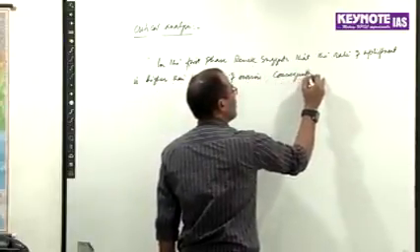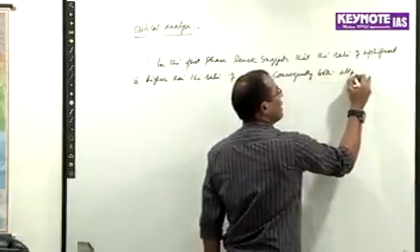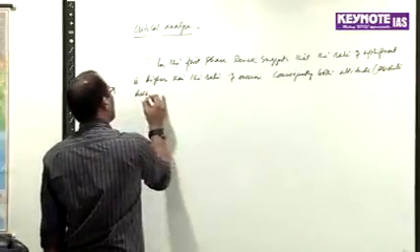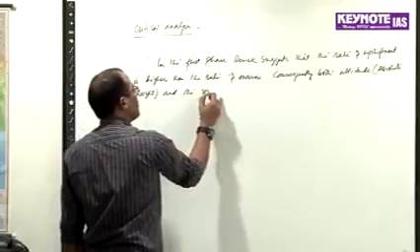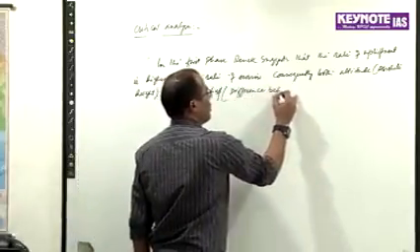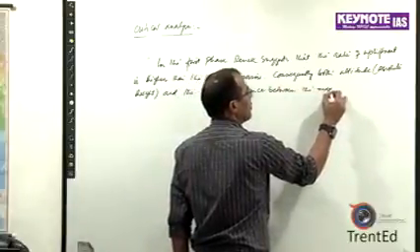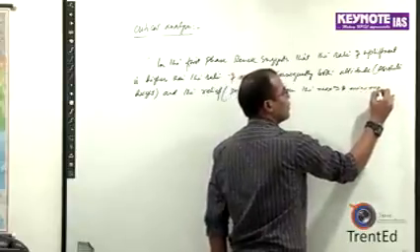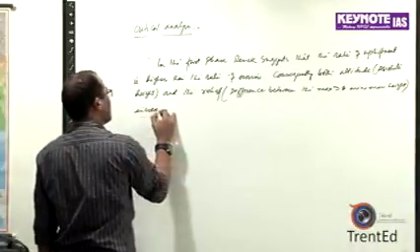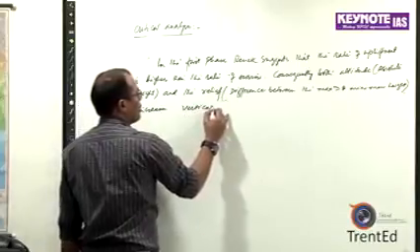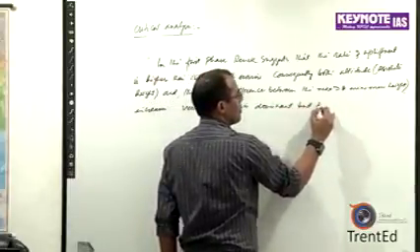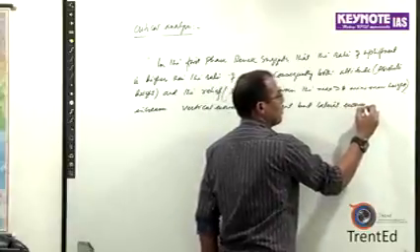Consequently, both the absolute altitude, that is absolute height, and the relief, that is the difference between the maximum and minimum height, increase. Vertical erosion is dominant, but lateral erosion is absent.